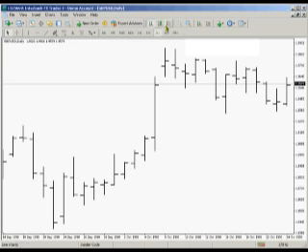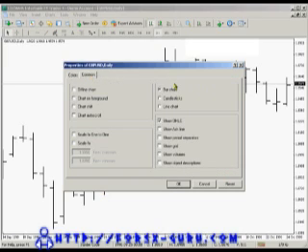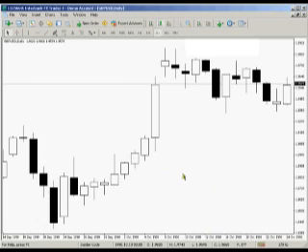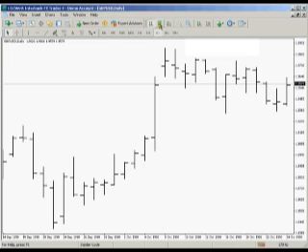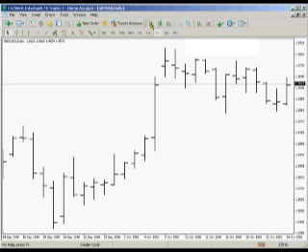Now, if you don't have this toolbar, there are a couple of ways that you can get your chart on the screen. If you right-click, select Properties, you can go to Common, and then you can select here. You see there's a bar chart, candlesticks. Go ahead and select candlesticks and click OK. Now you can see the chart is drastically different. Let me switch it back to a bar chart. So there's the bar chart. Here are the candlesticks. One more time, there's the bar chart.